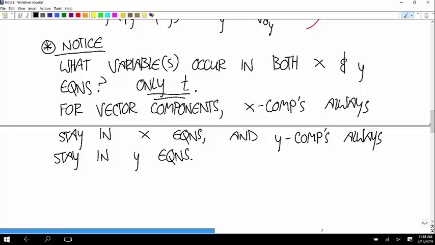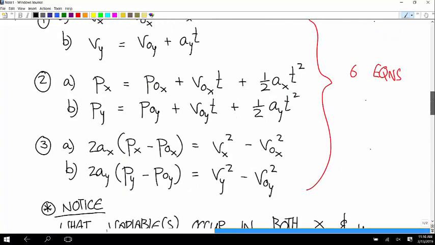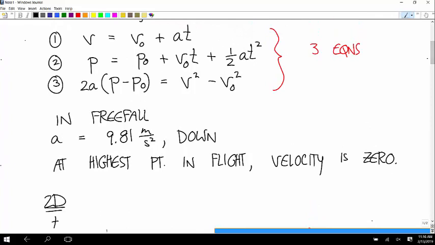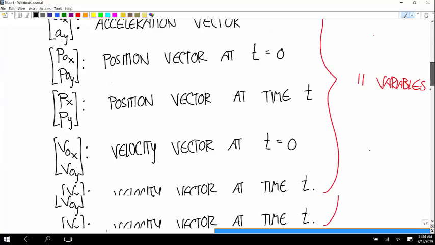When I was talking about one dimension, I went through the variables, went through the equations, and then talked about two things that we use all the time in free fall problems. One was that the acceleration is 9.81 down. The second is that at the highest point in an object's flight, the velocity is 0. And in two dimensions, there are versions of that too.